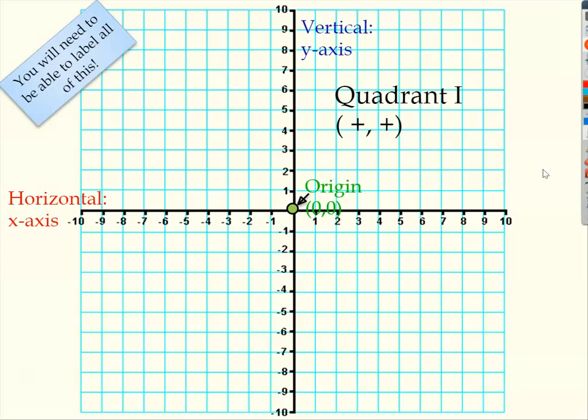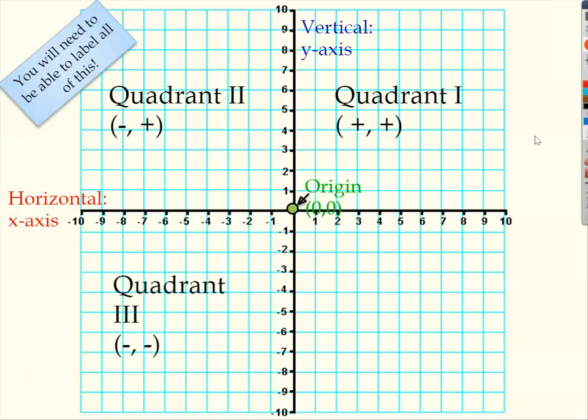It starts in the upper right-hand corner here, and then we actually go counterclockwise to fill in the rest of the quadrants. So we have quadrant 1, we have quadrant 2 is the upper left, quadrant 3 is the lower left, and then quadrant 4 is the lower right, right?